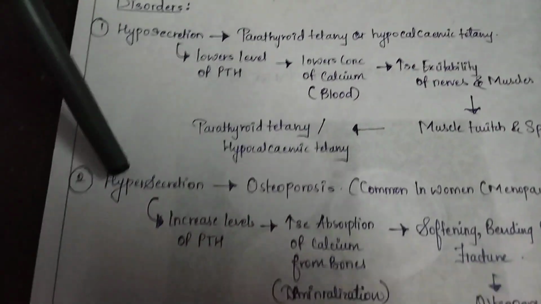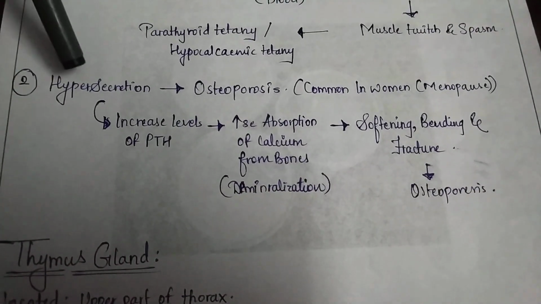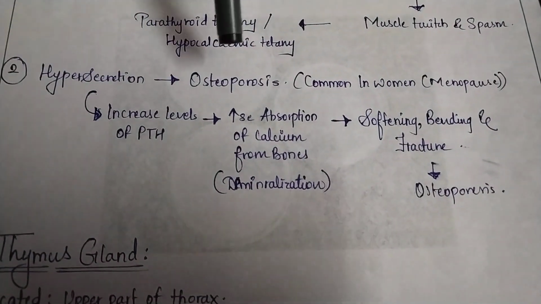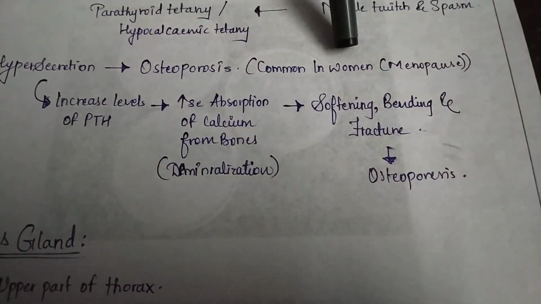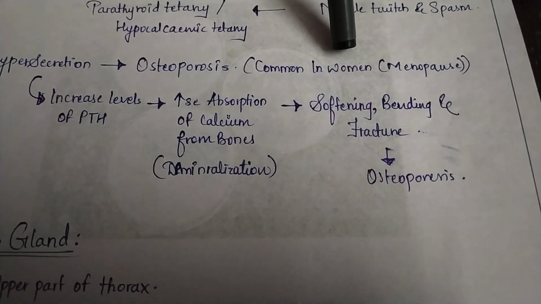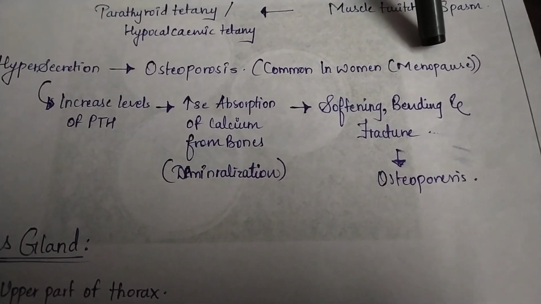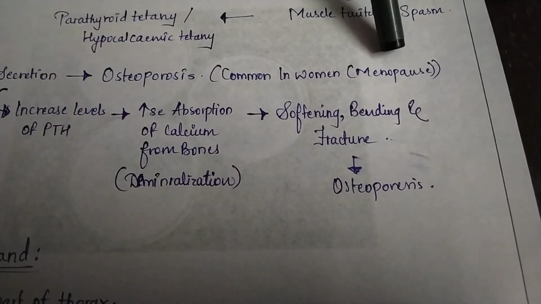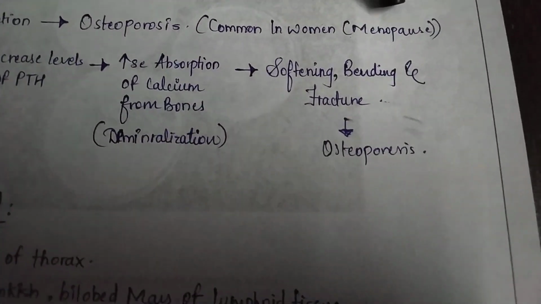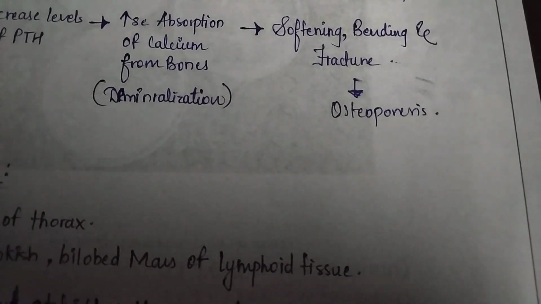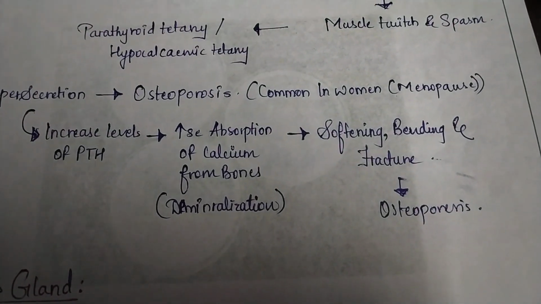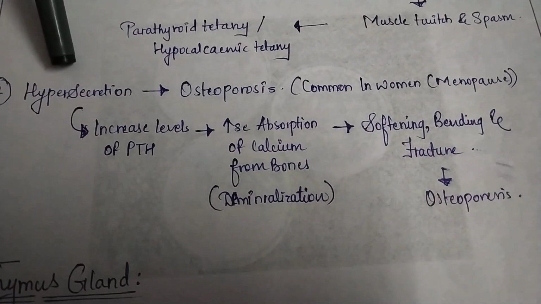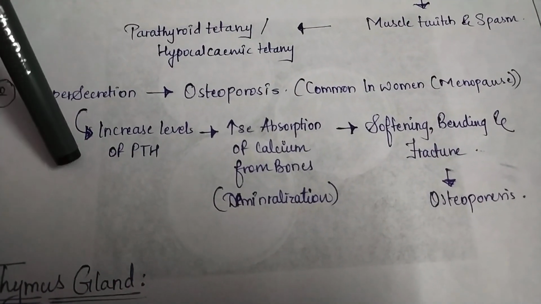Okay. Next is hypersecretion. Hypersecretion mostly leads to osteoporosis. This osteoporosis is very common in the women who are about to reach or who have reached menopause. The ones who are above 40, women mostly who are above 40, who have almost reached menopause, in them this osteoporosis is very common. So what is the hypersecretion known as? It is basically increased level of PTH.